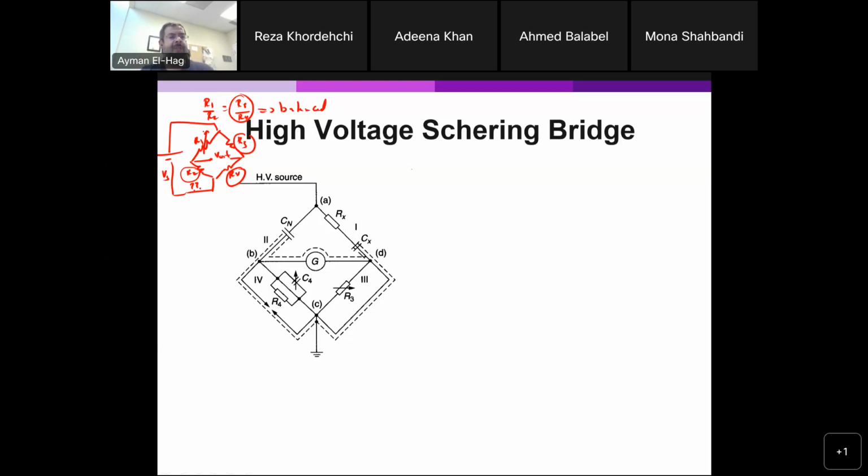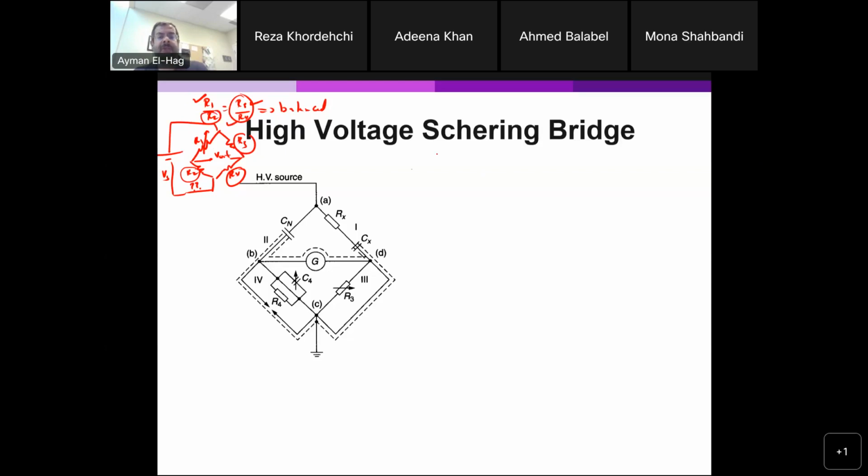It's a balanced bridge. Then R1 over R2 will equal R3 over R4. R1 is the controlled resistance, so I know its value. R3, I know its value. R4, I know its value. Then R2, the only unknown, I can find its value. So basically, this is one method that we use to precisely know the resistance of an unknown resistance.